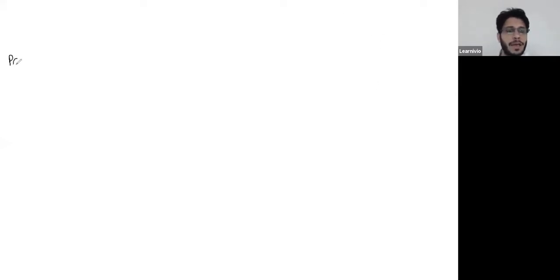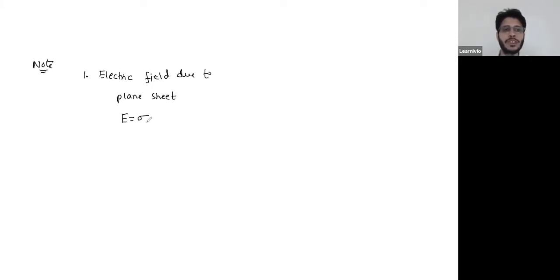Let's see the parallel plate capacitor. For the next four or five calculations, I will use some topics from chapter number 1 as well as chapter number 2. So the first topic that I will use is electric field due to a plane sheet. The expression of electric field due to a plane sheet is sigma by 2 epsilon. Sigma is the surface charge density, which is charge divided by area.